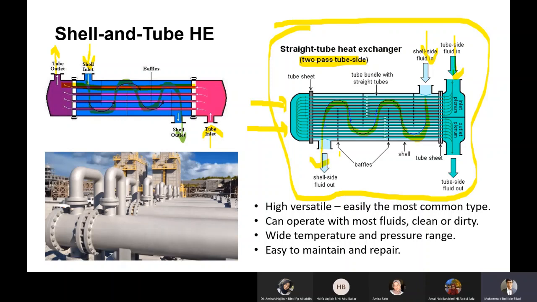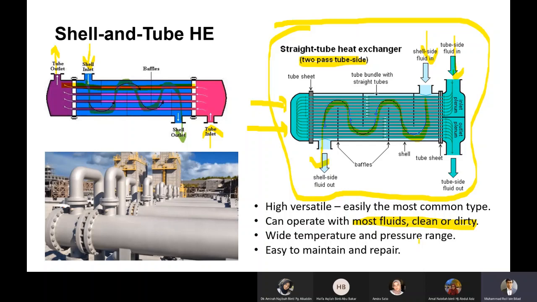So the shell and tube heat exchanger is very versatile. It is really the most common type you can find in the industry. It operates with most fluids, clean or dirty. It can operate at a wide temperature and pressure range, is easy to maintain and repair, and so on.